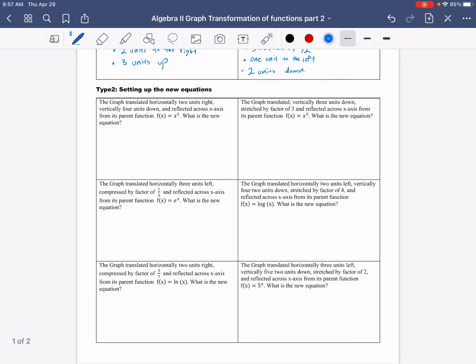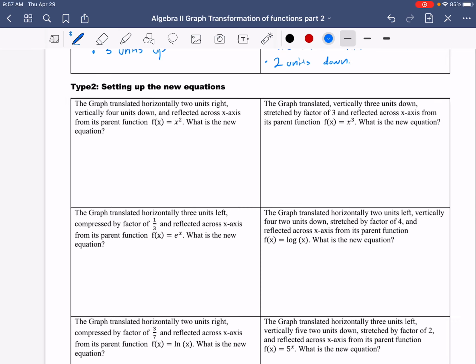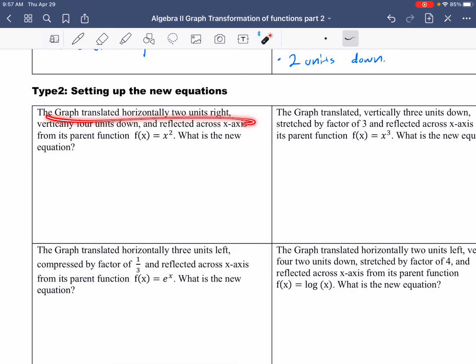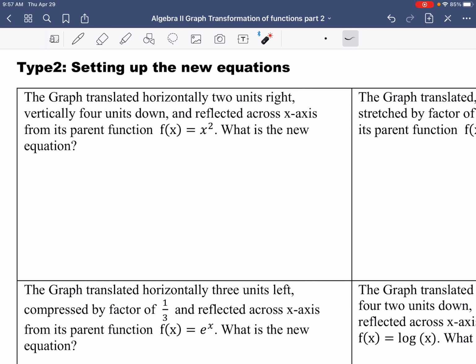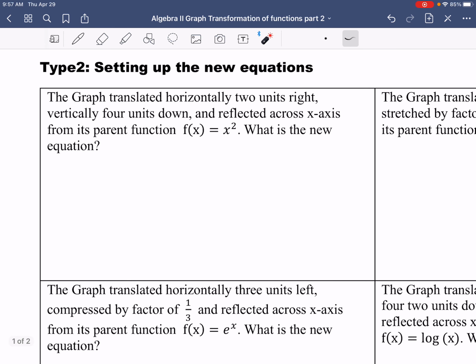Now, for type 2, what we're gonna do is they will explain how the graph will move from here. So that's what we are gonna do from now on. Our job is to set up the equation based on this. So let's do this one. We start from x squared, and it says translated horizontally. I mean, you don't really have to know this. What you have to know is 2 units to the right.